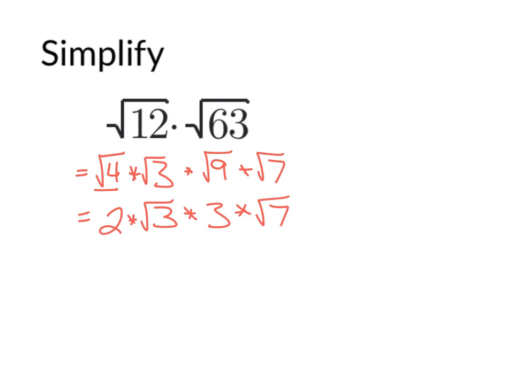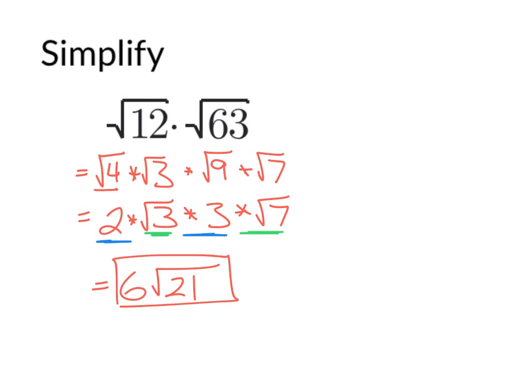When we're putting this all together, we can only multiply together numbers that are both outside of the square root, so 2 times 3 would make 6. And we can multiply together these factors that are both under the square root, that square root of 3 and square root of 7. So 3 times 7 is 21. And that's how you can simplify the product of square roots.